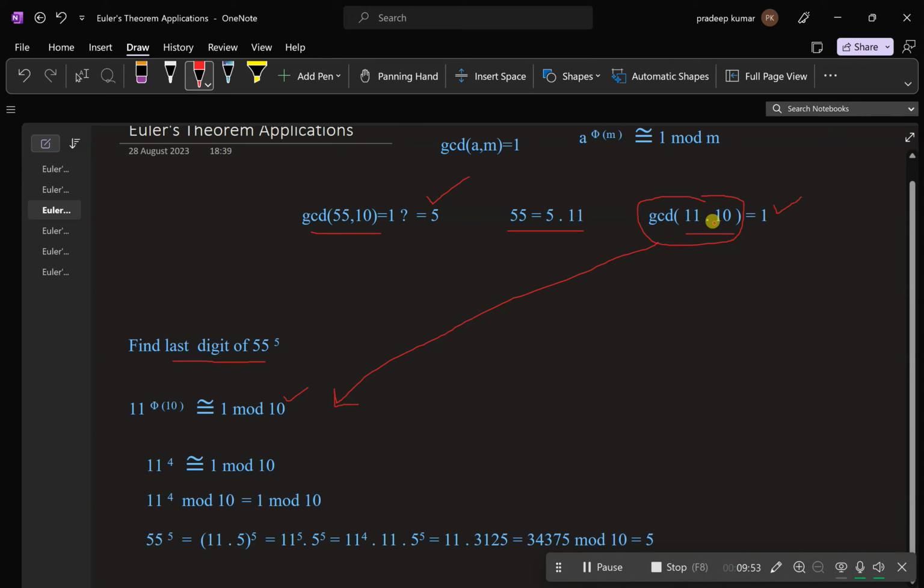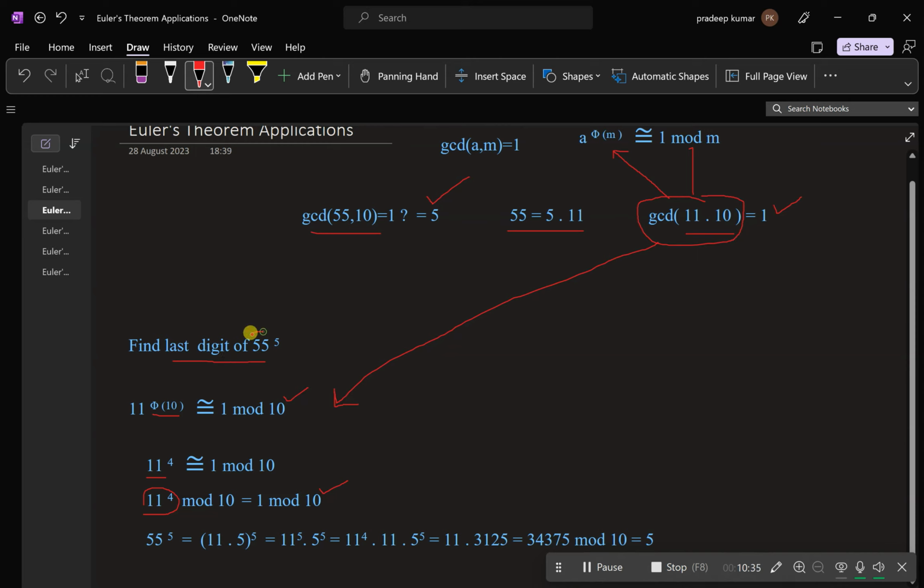So what I'll do, I'll write this one in terms of this one. In a few moments you will understand why we did this. So in place of A I have 11, in place of M I have 10. I'll express this one in terms of this one. So what did I get here? 11 to the power of φ(10) is congruent to 1 mod 10. So what is φ(10)? In the previous problem itself we have solved it. φ(10) is 4. So 11 to the power of 4 is congruent to 1 mod 10. If I take mod on both sides, 11 to the power of 4 mod 10 is equal to 1.